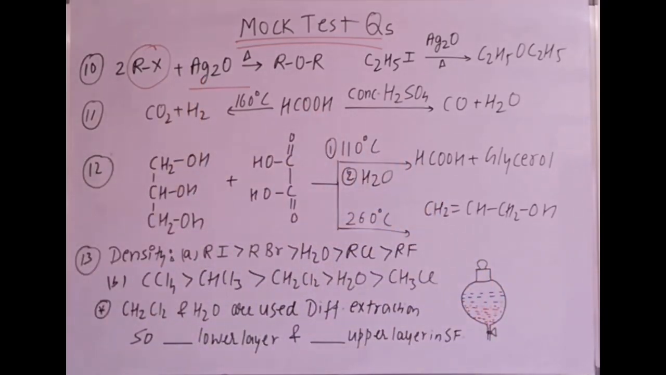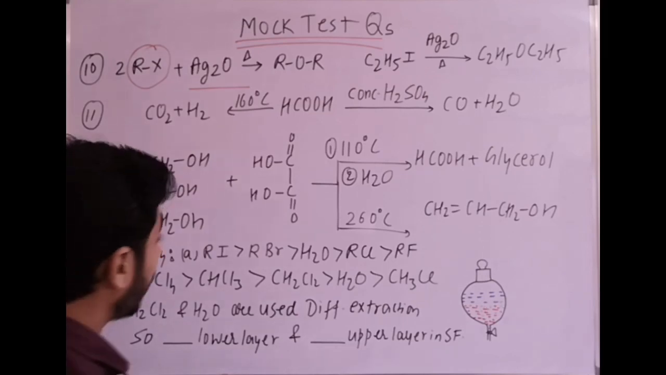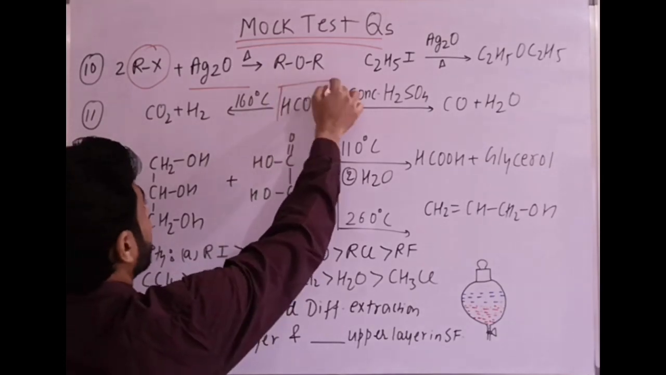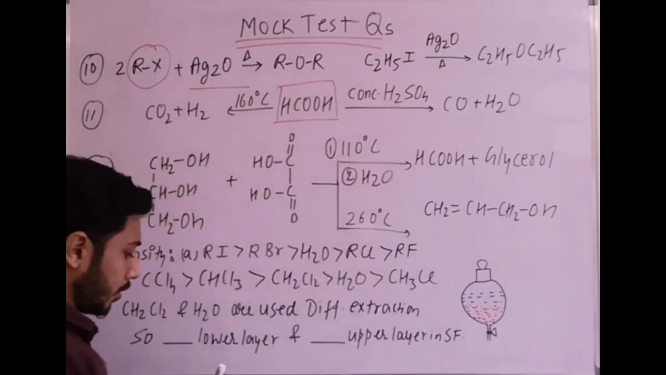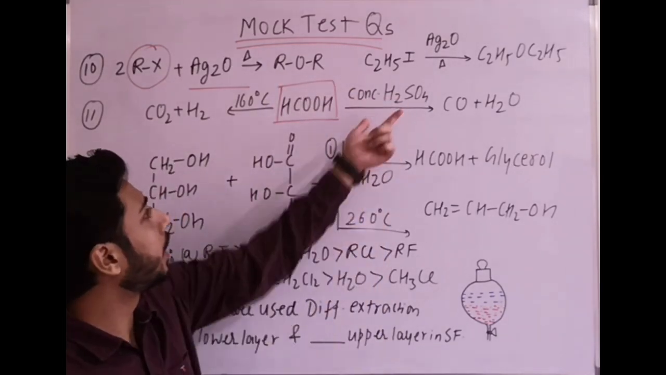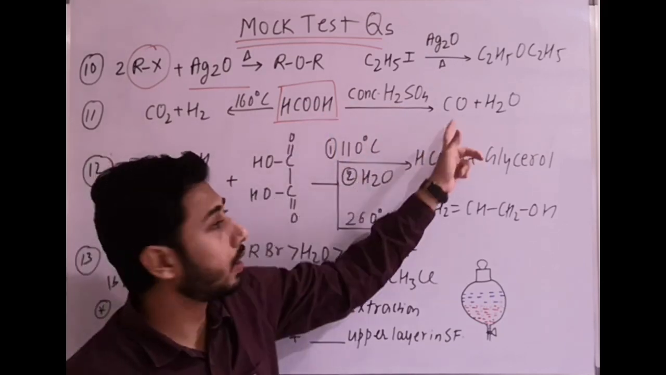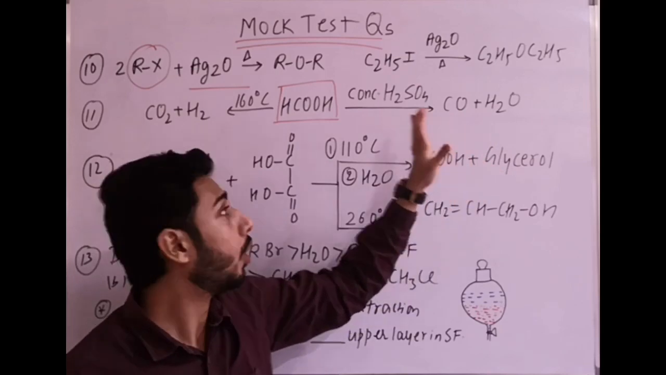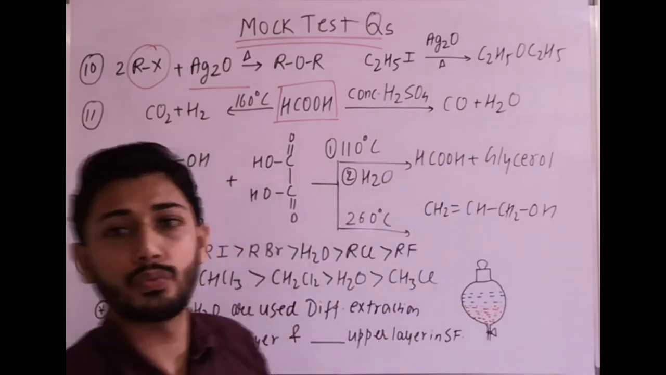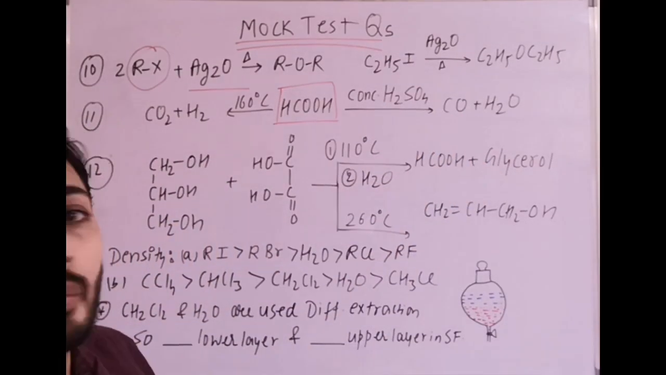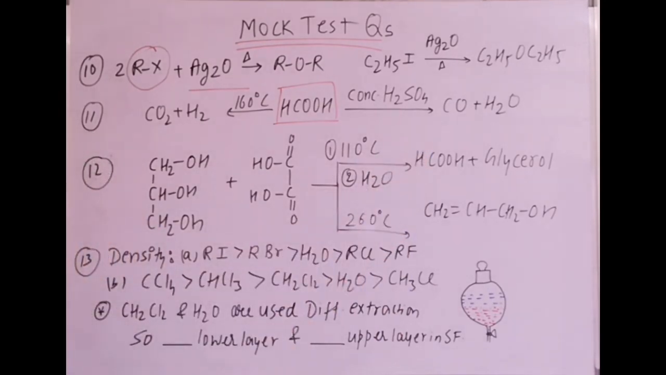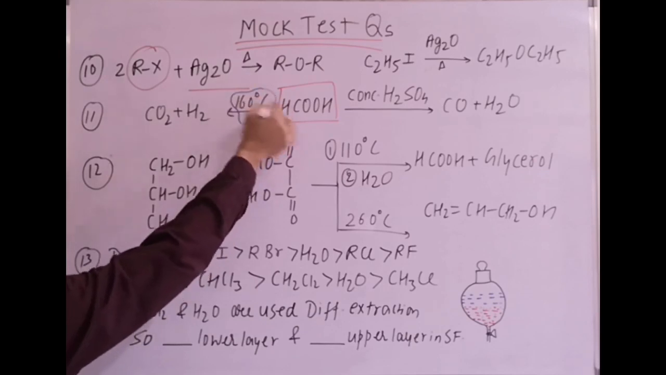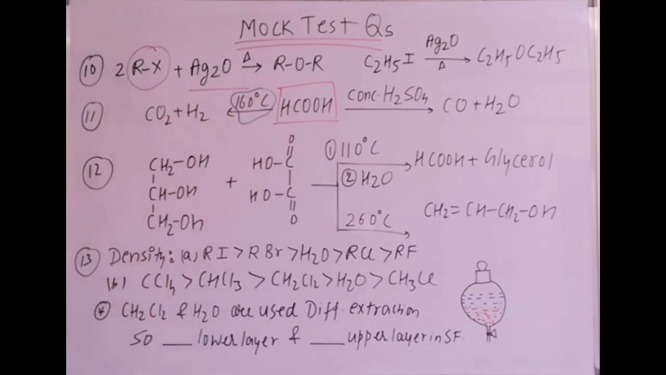Then the next reaction is pure information, not given in NCERT, not generally used: formic acid with concentrated H2SO4, a dehydrating agent, releases H2O plus carbon monoxide. So here I am writing both reactions. One with concentrated H2SO4 forms CO plus H2O. If it is heated at around 160 degrees Celsius, it gives CO2 plus H2.